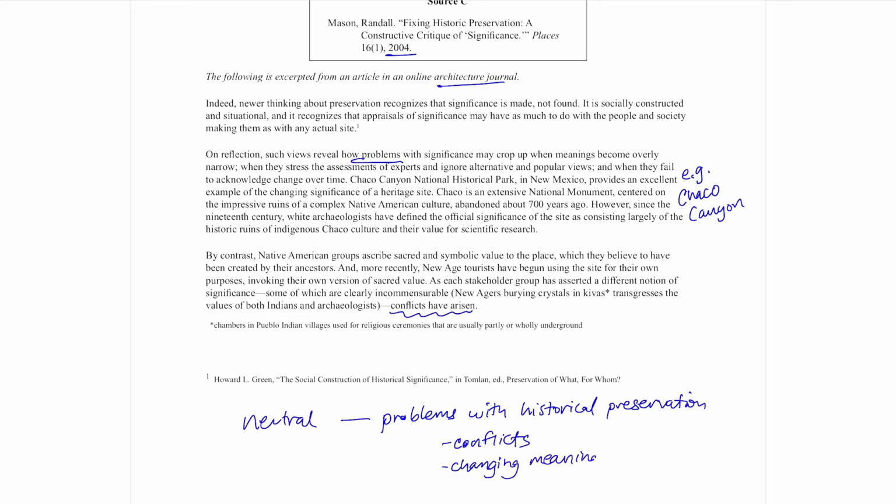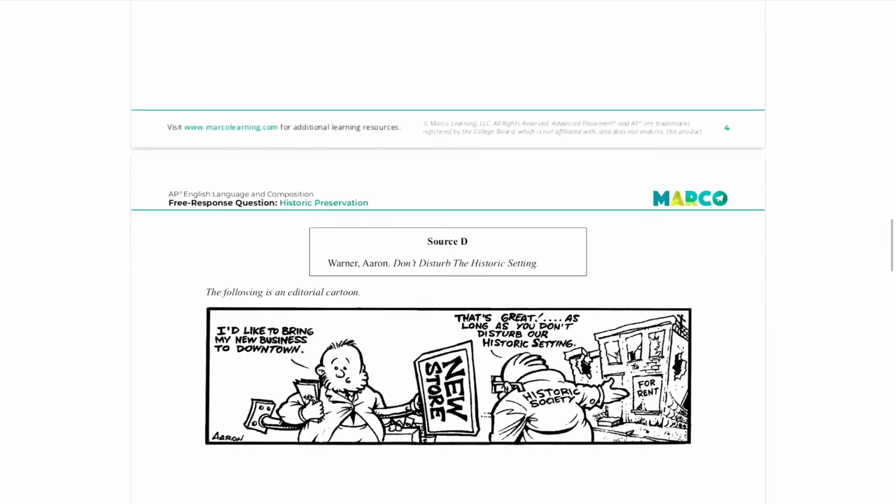Now, the question, remember, says, what about the purpose for historic preservation? If the purpose of historic preservation is about significance, what happens when the significance is contested? So that's what source C is doing. I've got to keep moving here.